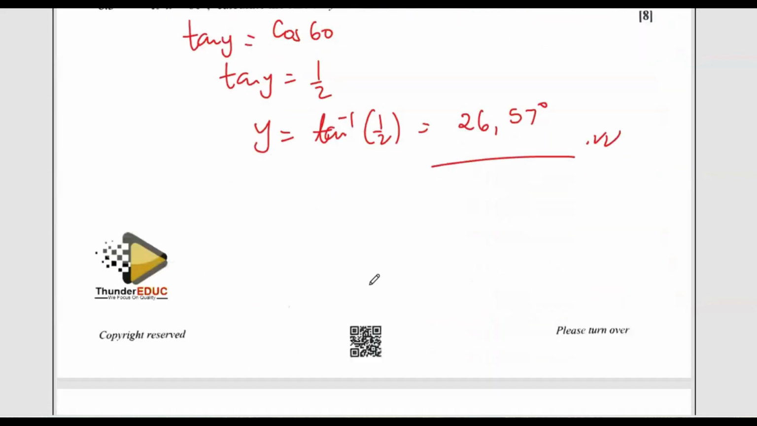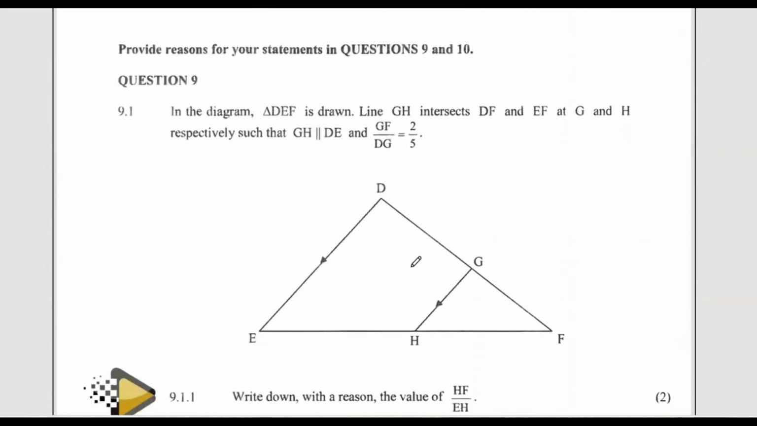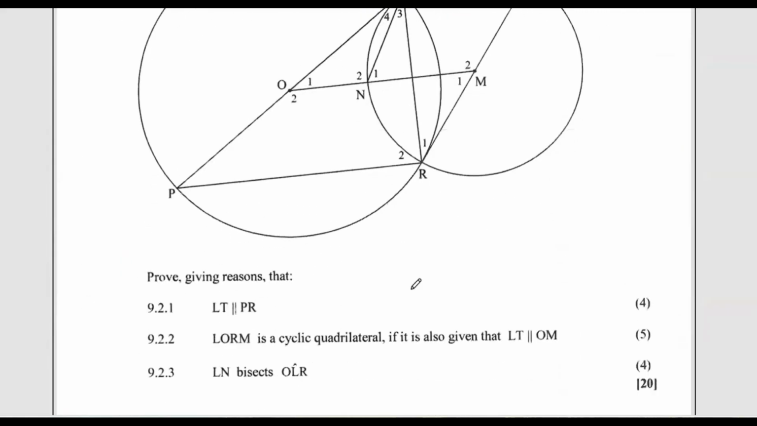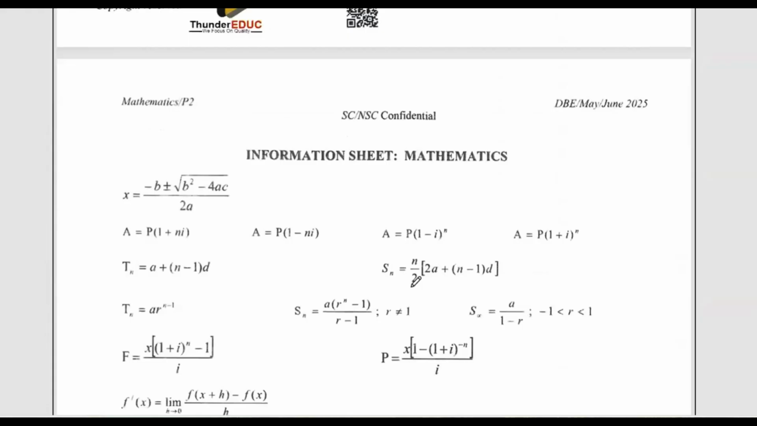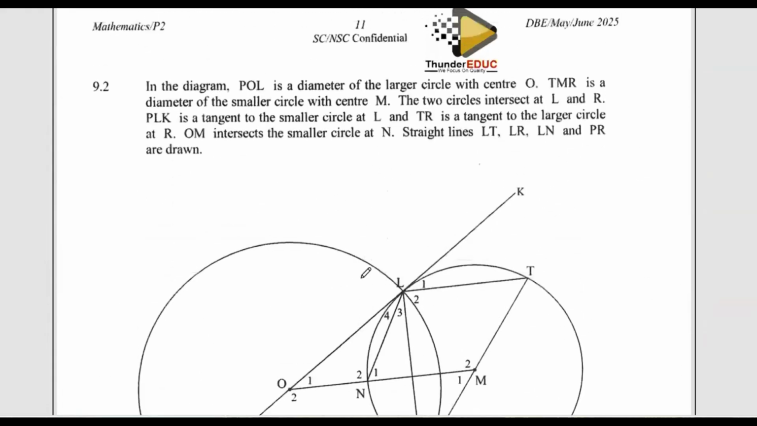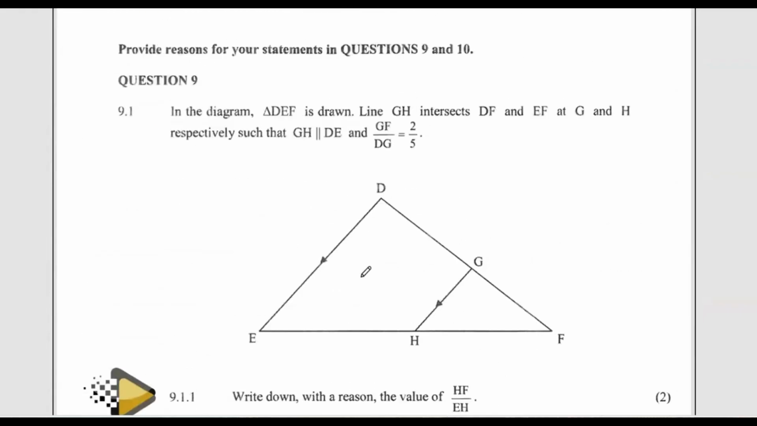All right, then we move on to the last question 9, okay? Provide reasons for the statements for question 9 and 10. Where is question 10? These people, where did they get this paper from? Same for question 9 and 10. Hey, did we miss out a question? But the page numbers are just in order.